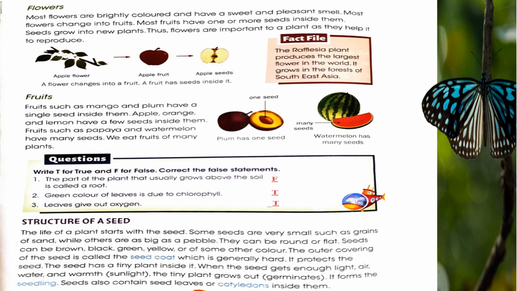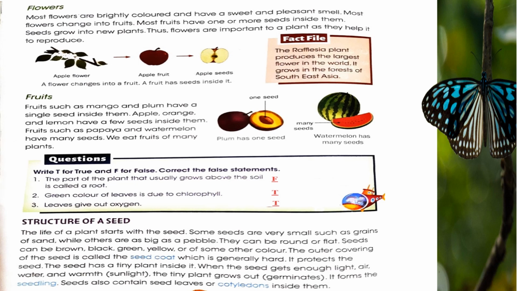Now, let's see the fruits. Fruits such as mango and plum have a single seed inside them. Apple, orange, and lemon have a few seeds inside them. Fruits such as papaya and watermelon have many seeds. We eat fruits of many plants.